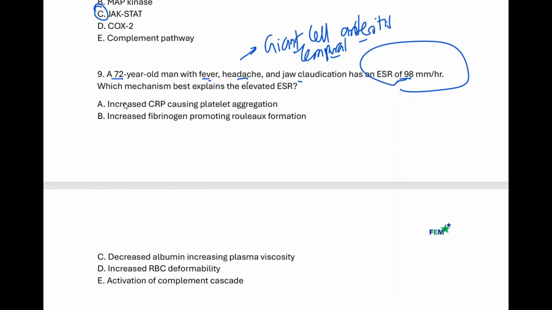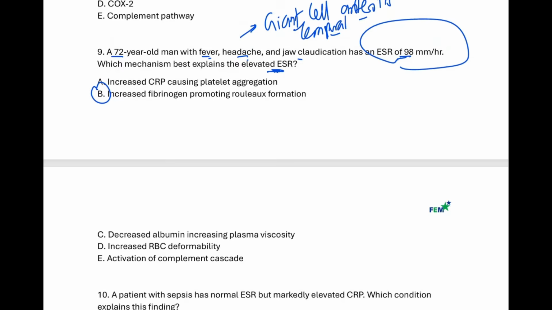But let's see what they're asking us here. Which mechanism best explains the elevated ESR? So for the elevated ESR, just like with acute inflammation, we said that there is increased interleukin 6, and that will stimulate the liver to release what? Fibrinogen. So the best answer there would be B. So increased fibrinogen promoting Rouleaux formation.